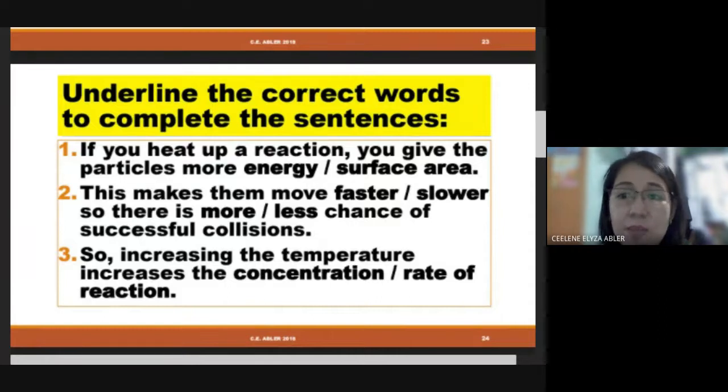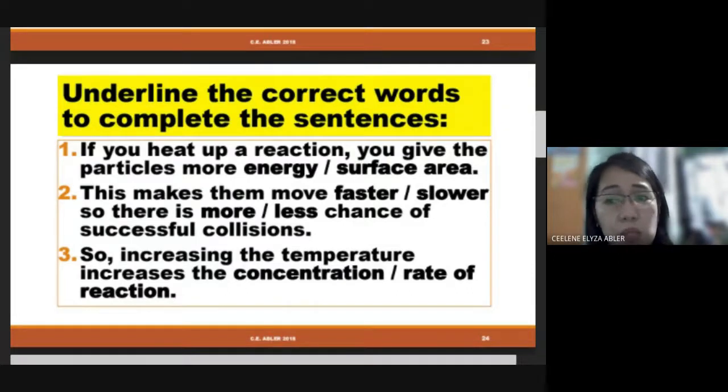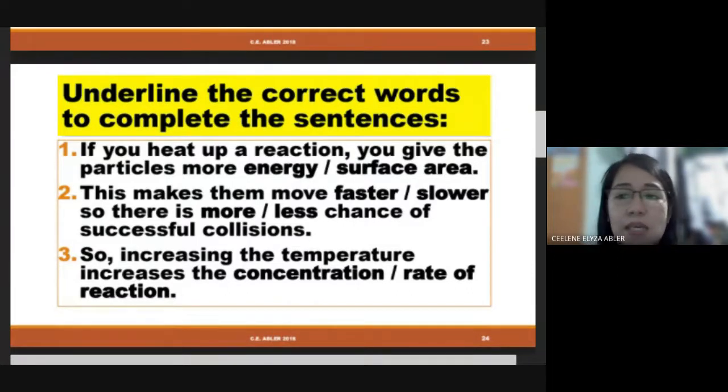Kaya tayo nagme-maintain ng temperature. And you will notice that in your graphs doon sa inyong modules, the higher the temperature, the more likely the enzyme will inhibit its activity. Inhibit means titigil siya ng kanyang ginagawang biological activity. So most likely magsta-stop siya, going towards stopping. So, yun ang mangyayari kapag masyado ng mataas ang temperature.